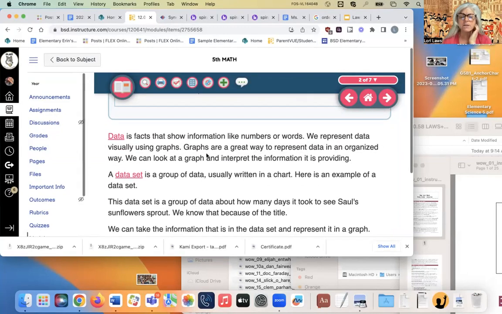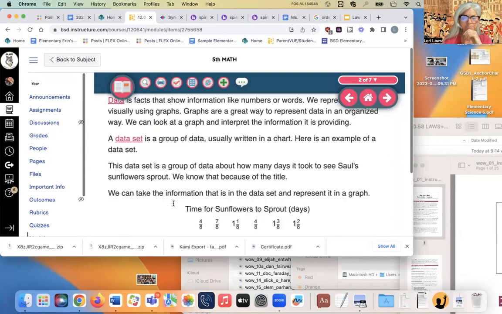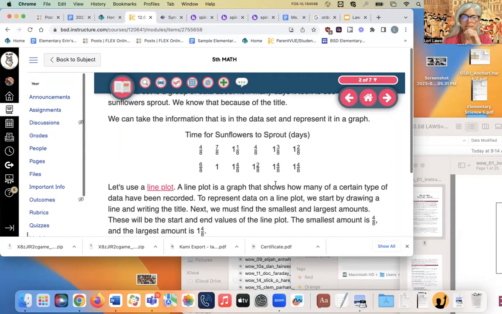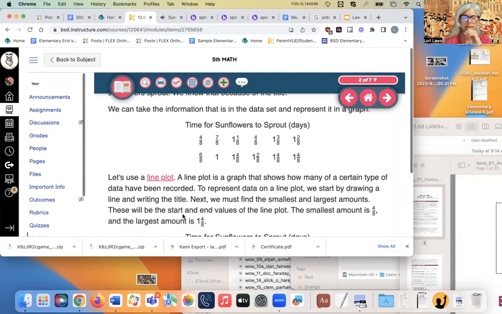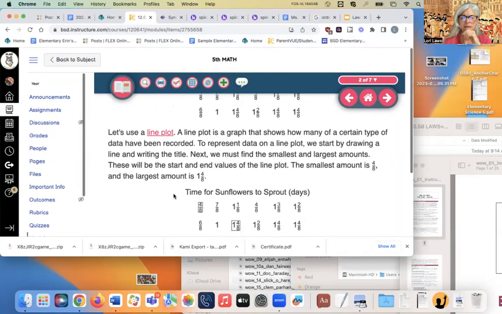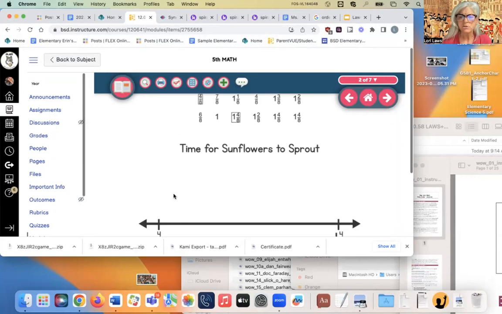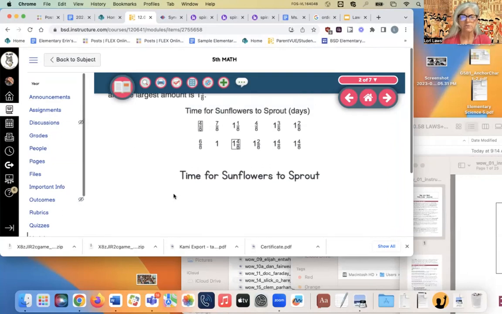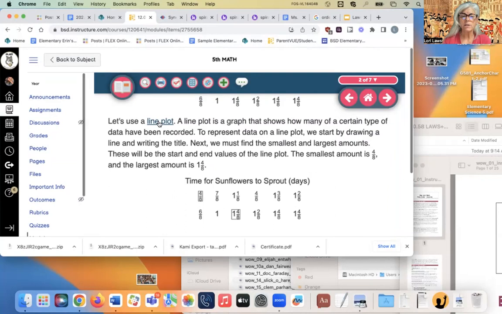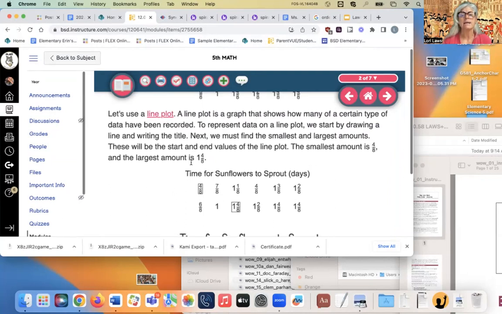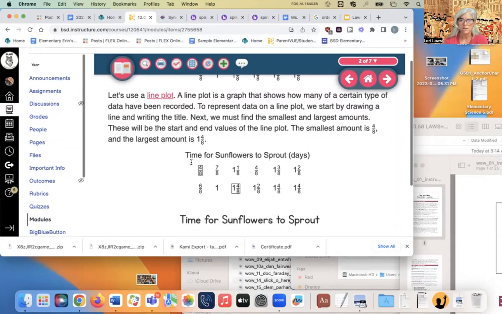Data is the facts that you're looking at that's represented in a graph. When you do your science experiment, I'm going to ask you to collect some data. We can take the information and represent it in a graph. One way to do that is a line plot, where you put it across the bottom and then you put X's for how many of each. There's lots of ways to represent information. So if you're going to do a line plot, the trickiest thing about it is figuring out how to break up the line. It must be equal.